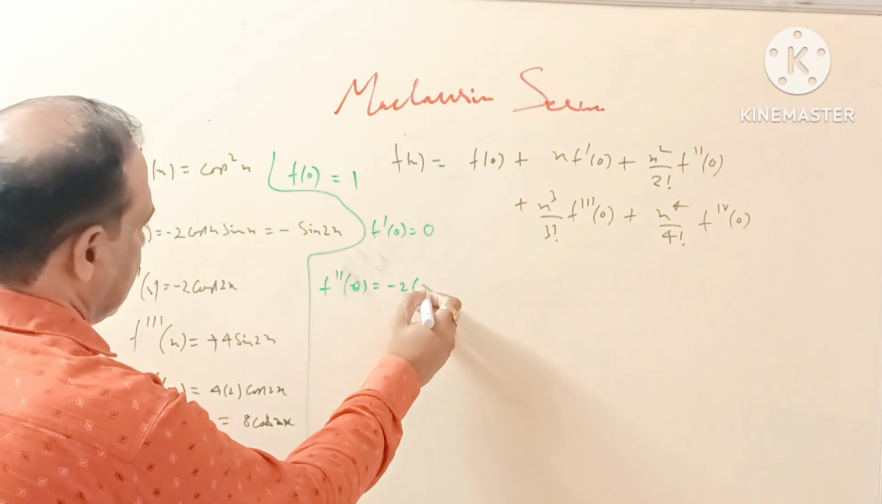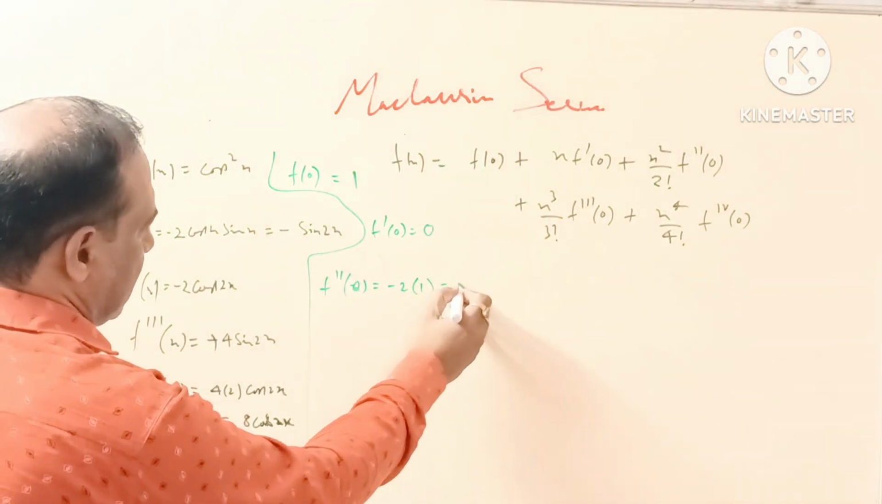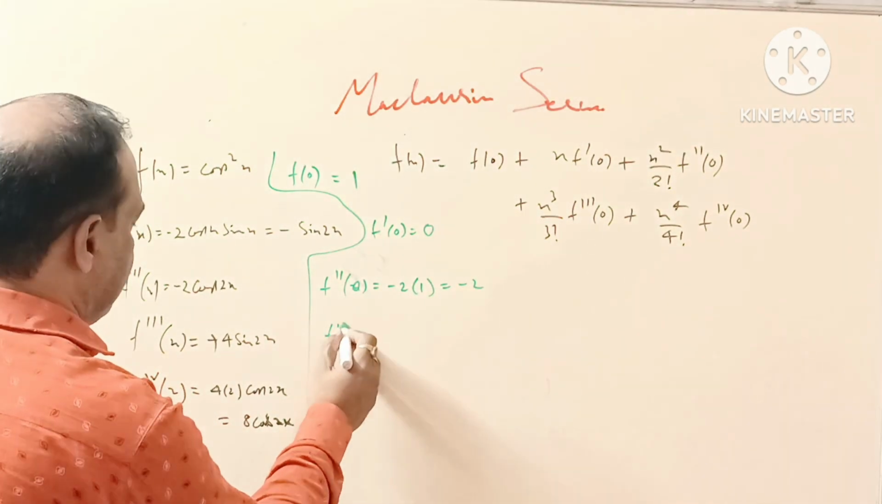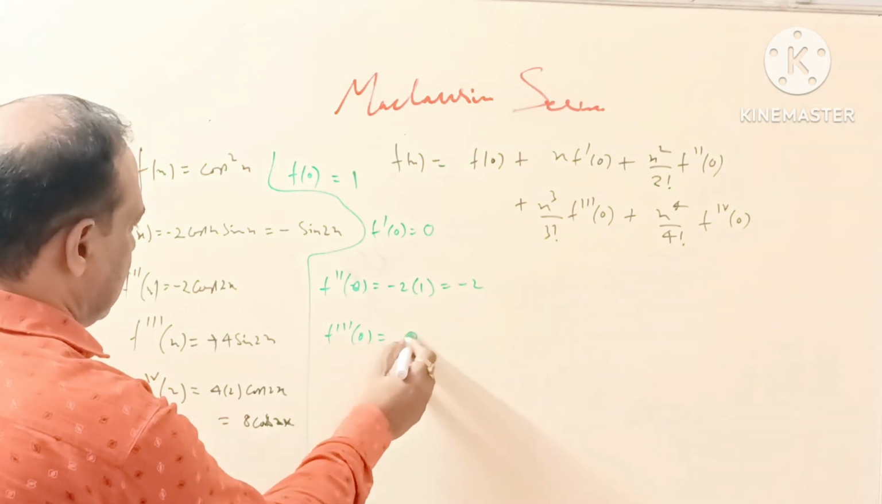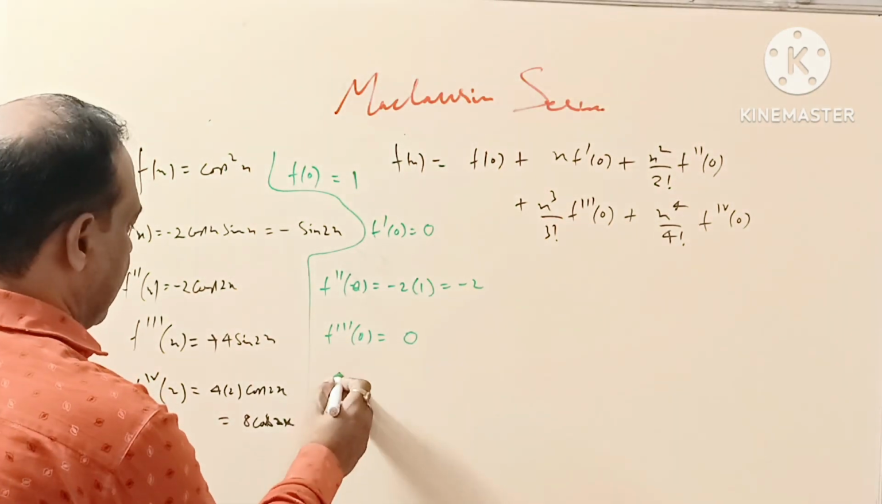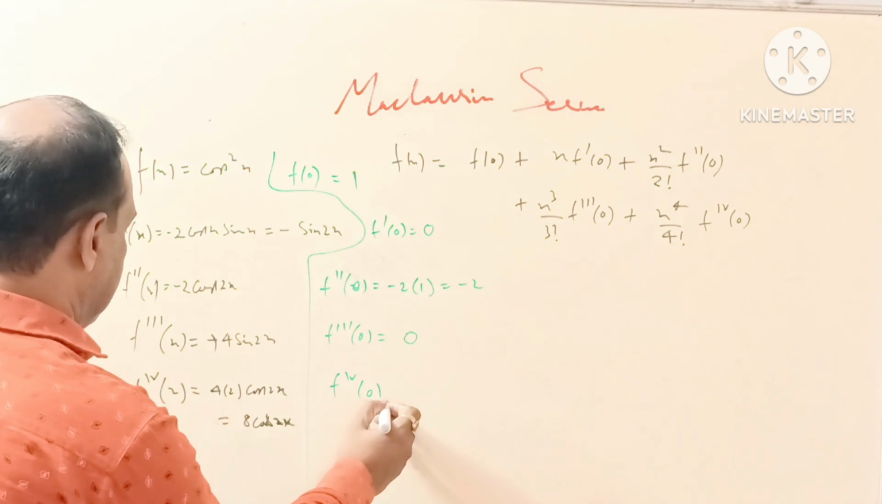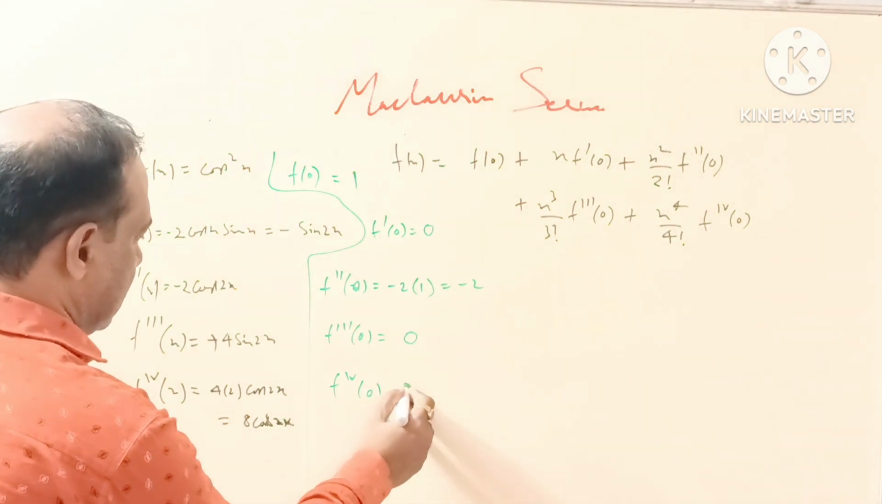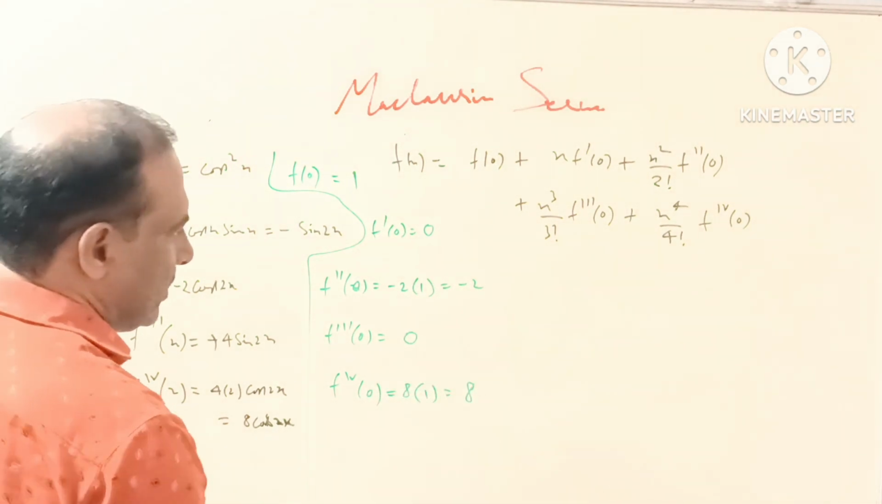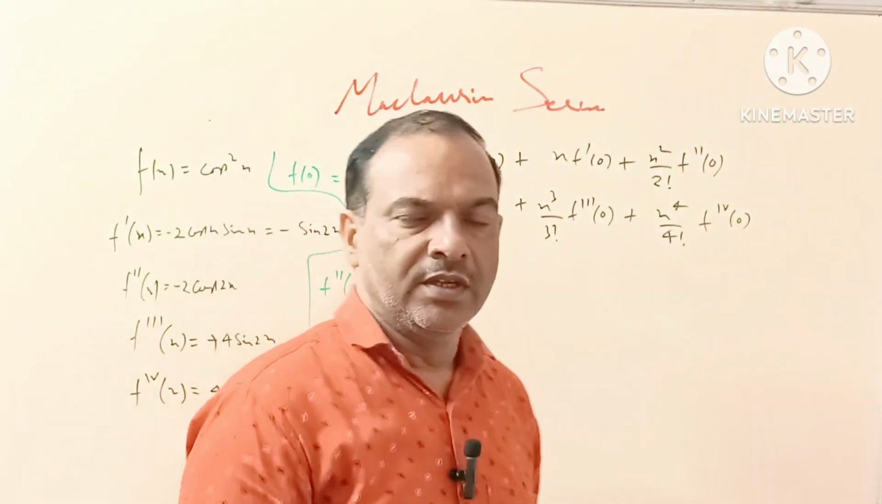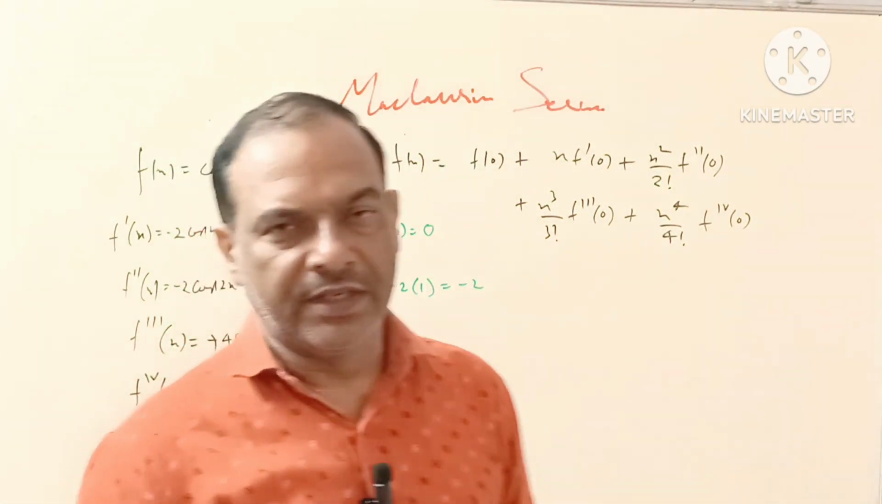Here f''(0) will be minus 2 cos 2x, where cos 0 gives 1, so you will have minus 2. f'''(0) will give you 0 because sin 0 is 0. And the fourth derivative at 0 gives you 8 times 1, which is equal to 8. These are the values which we have in this particular case.